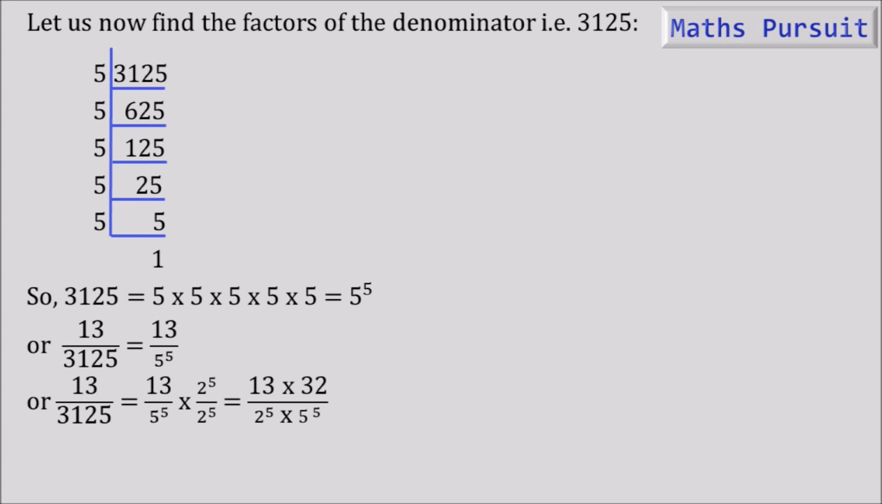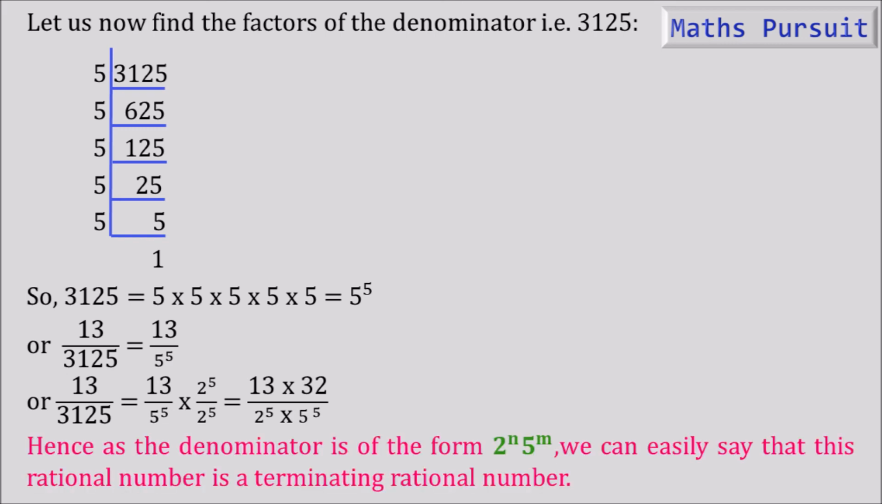Now we can see that the denominator is in the form 2 to the power n into 5 to the power m. Hence, as the denominator is of the form 2 to the power n and 5 to the power m, we can easily say that this rational number is a terminating rational number. Hope guys you understood this calculation.